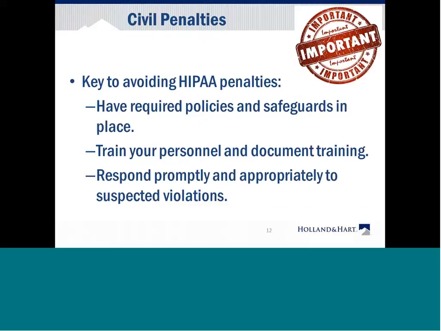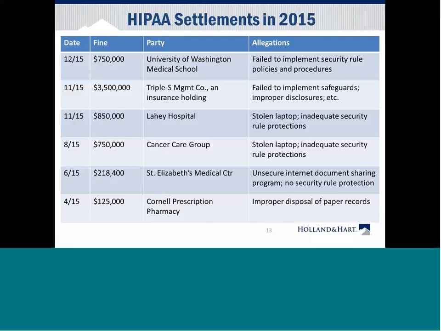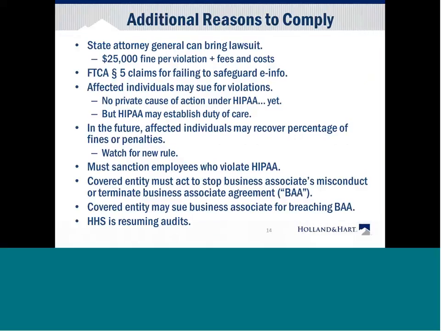So the key to avoiding HIPAA penalties is to make sure that you have the required policies and safeguards in place, train your personnel and document that training, and respond promptly and appropriately to suspected violations. If you can do that, you can avoid an argument that you acted with willful neglect, and you can avoid HIPAA penalties. Those penalties can add up awfully quickly, as you can see from the recent settlements in 2015.